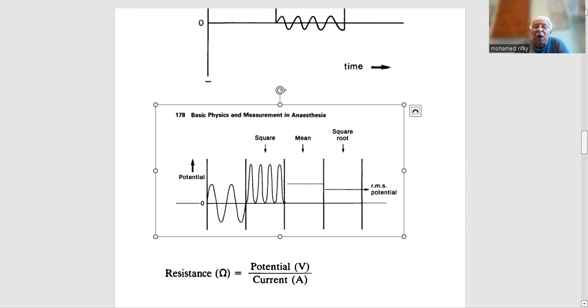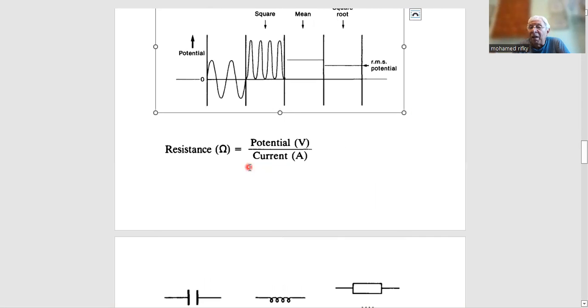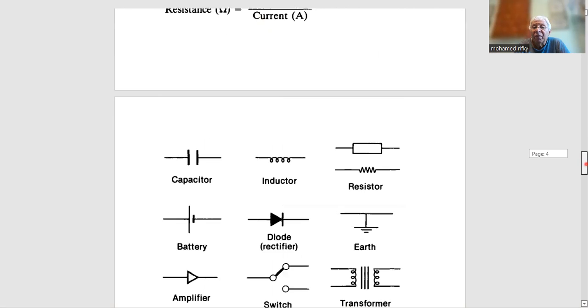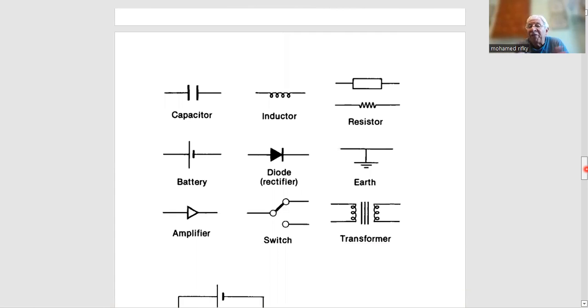And then after that, we have, of course, the resistance, which is in ohm, which is figured out by the ratio between the potential and the current. These are symbols of the different components of the electrical items present, as you can see. And this is the difference between a resistor and an impedance. And this is an inductor, a coil, and a capacitor, two conductors with an insulator in between. And it's the battery, diode, a rectifier.